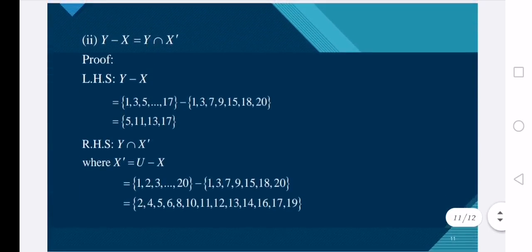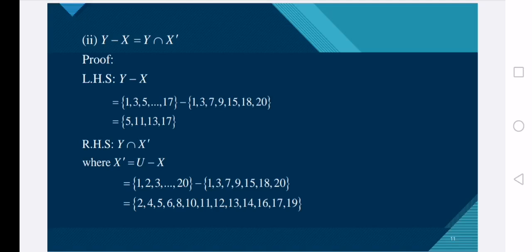Similarly, its part 2 is Y minus X is equal to Y intersection X complement. The thing which is noticeable over here is that in this identity, if on the left hand side we have the negative sign with a particular set, on the right hand side it becomes the intersection, and on the set we have the complement. So the left hand side is Y minus X. We are going to write Y first and then X. So in the answer we write all those elements of Y which are not in X.